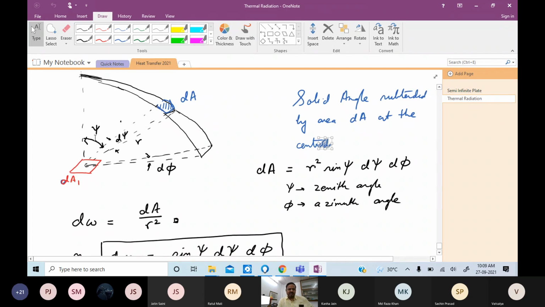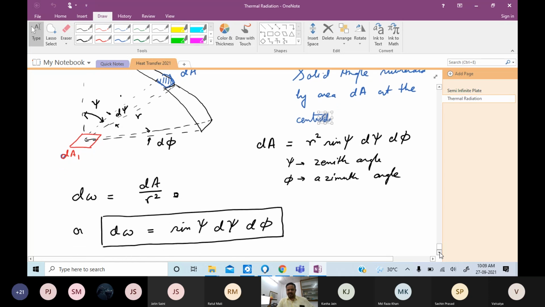So this is the zenith angle, which is from the vertical line, and azimuth is along the circumference. Okay. So sine psi d psi d phi.